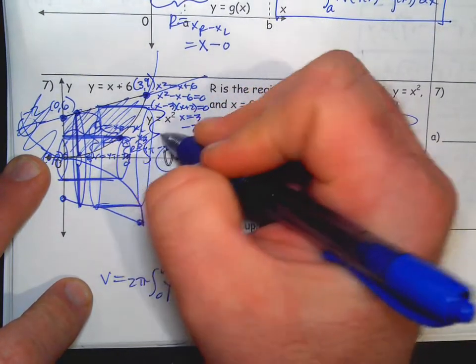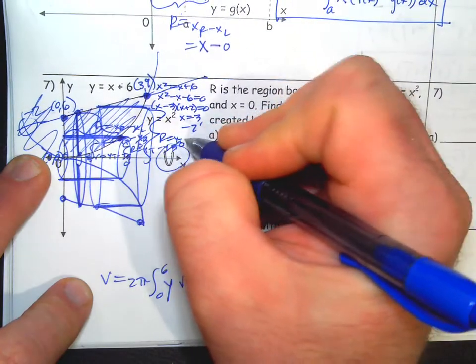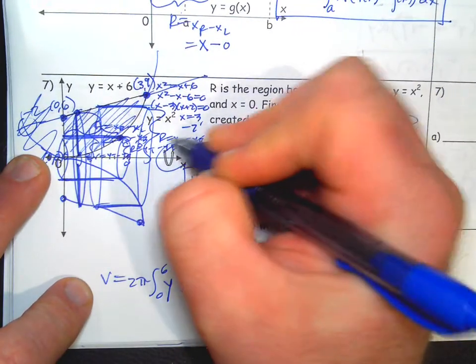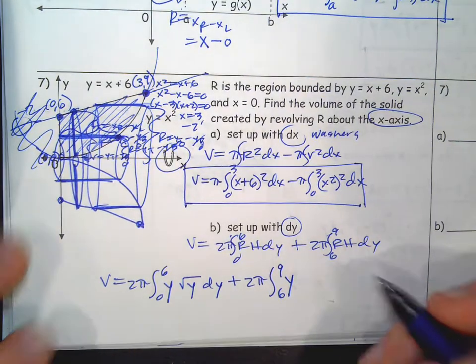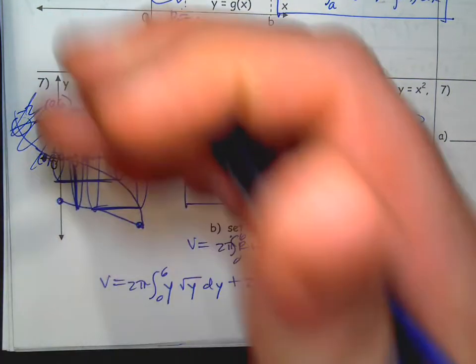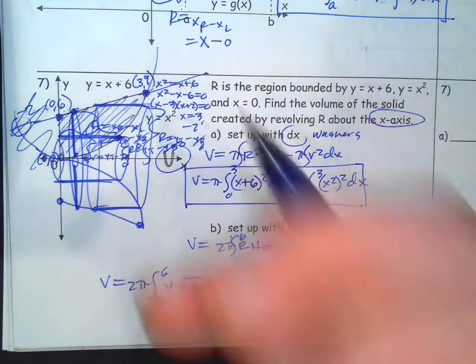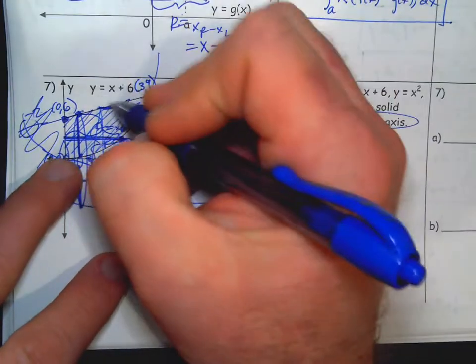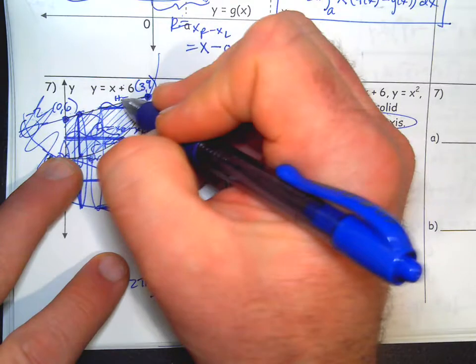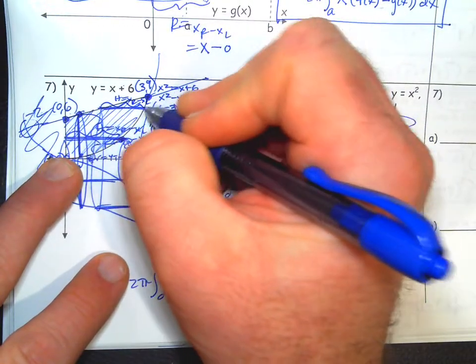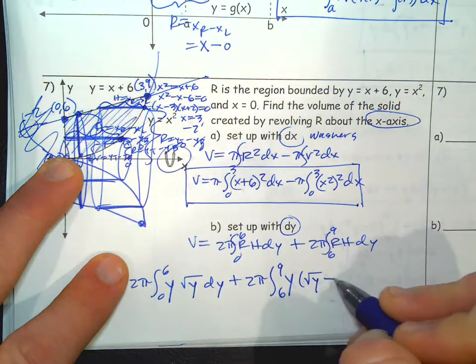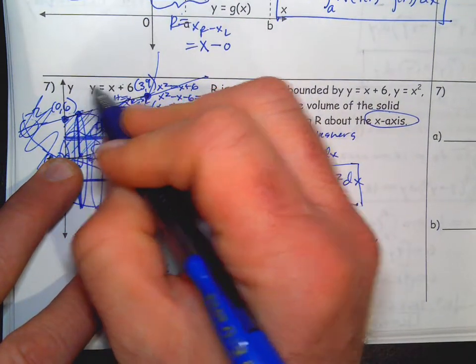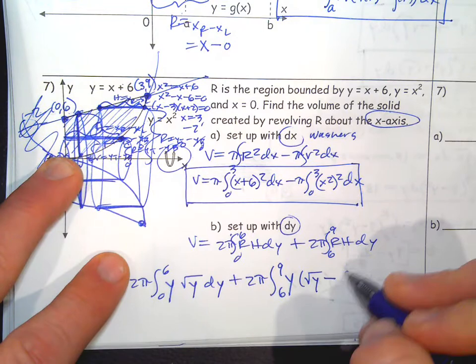This radius is also y top minus y bottom, and y bottom is 0, and y top is whatever y we're at, which is pretty common with shells. You might add or subtract a number if your axis of rotation is not exactly the x or y axis. The height up here is x right minus x left. X right is along the parabola, it's the square root of y. X left is this x coordinate in terms of y, so that'd be y minus 6.